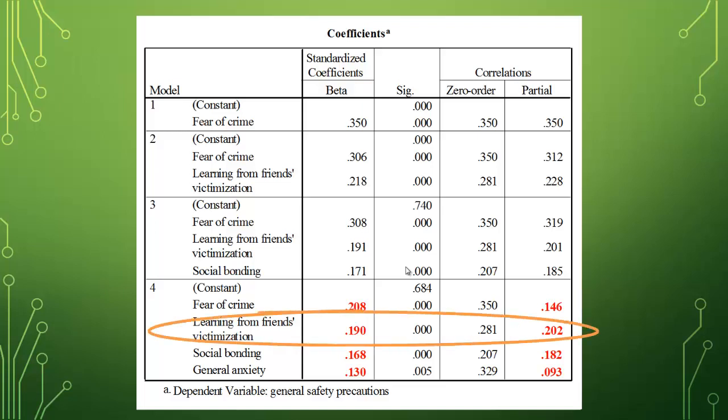On the other hand, the variable with the largest partial R is learning from friends victimization, with a 0.202 partial correlation, which results in a 4.08% R-square or partial R-square value. So it explains roughly 4% of the change in general safety precautions. But again, customs suggest we look at the beta coefficient to determine which variable has the greatest impact on the dependent variable.